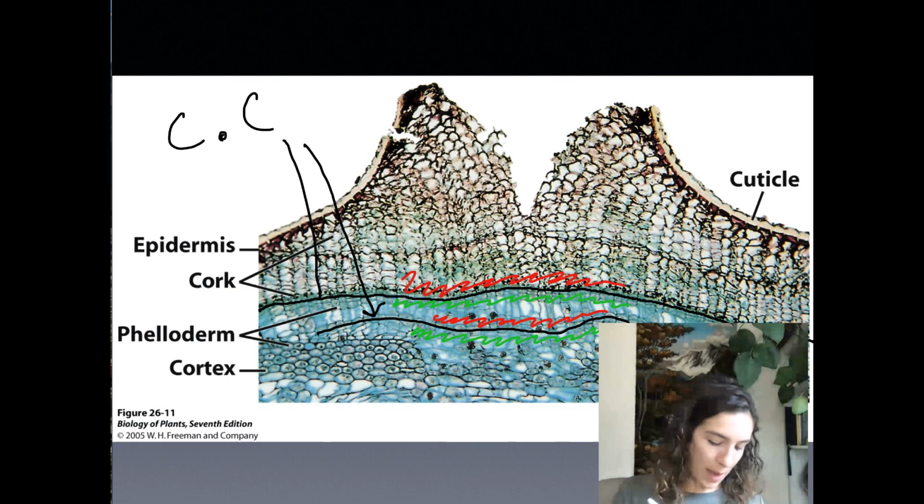So now let me define this word periderm for you, which I've been using many times without defining. A periderm is all three of these layers together. So in other words, the periderm is the cork cambium plus its cork plus its phloem. And then when I say periderms, I'm talking about potentially multiple layers of cork cambium and its products.